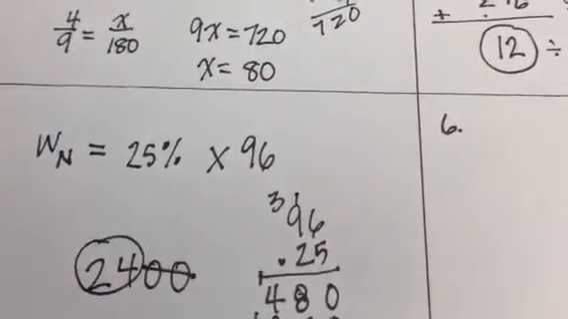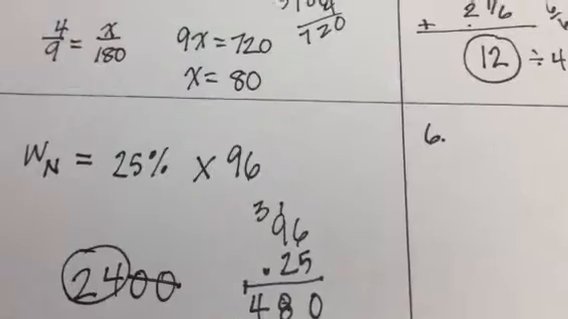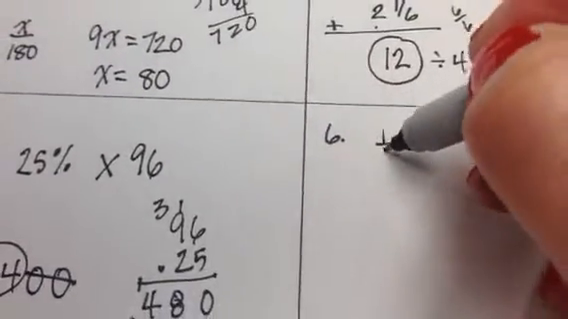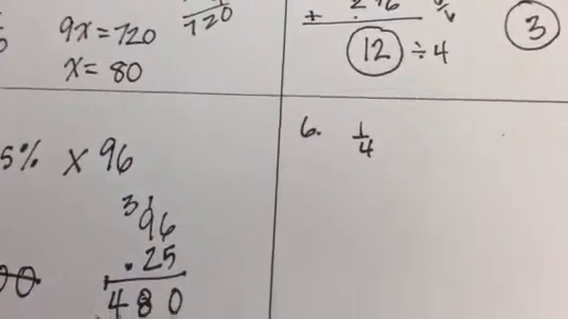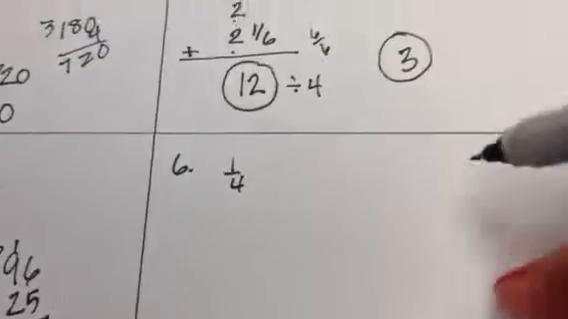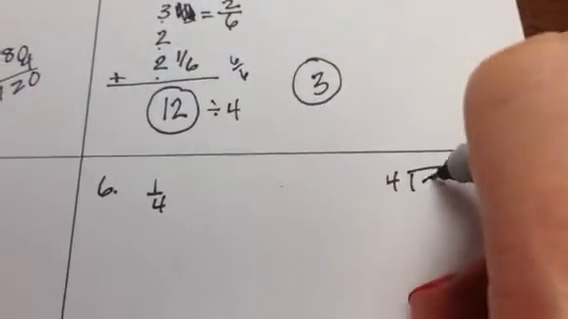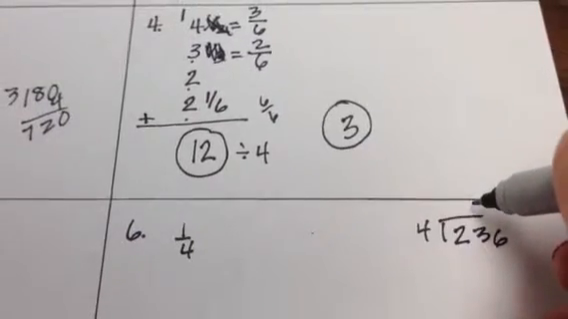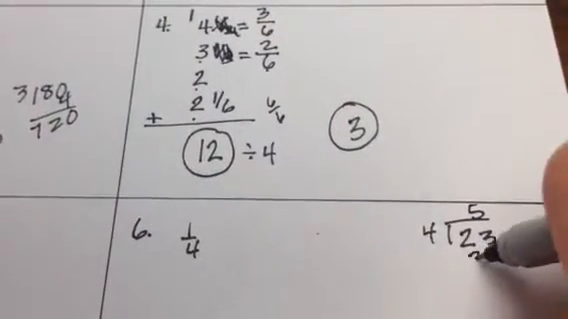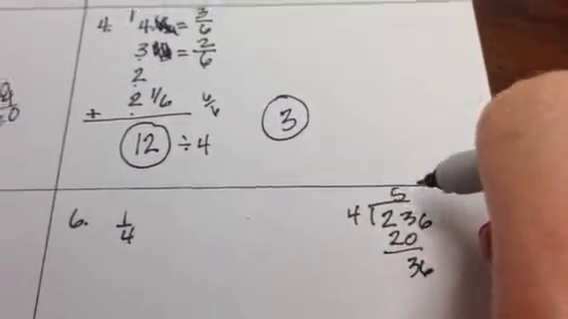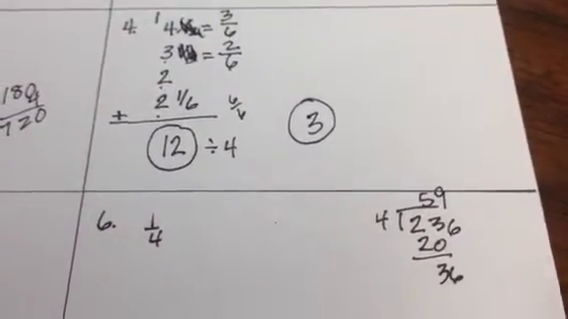Now number 6 says diagram this statement. Joel gave 1/4 of his stamps to his sister. Oh, what a nice guy. But he had 236. So 4 goes into 236. How many times? Well, it can go into 23 5 times, right? And that would give 20. And then you would have a 36. And you should know that 4 times 9 is 36.